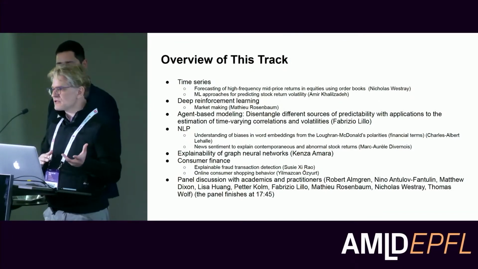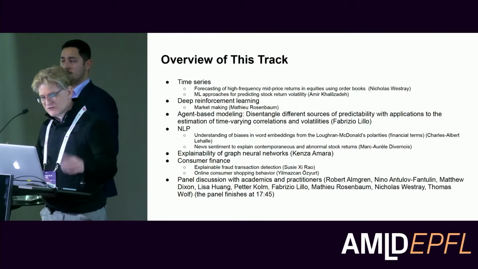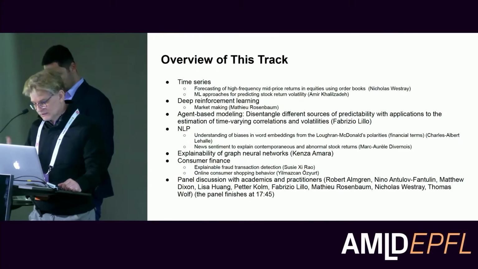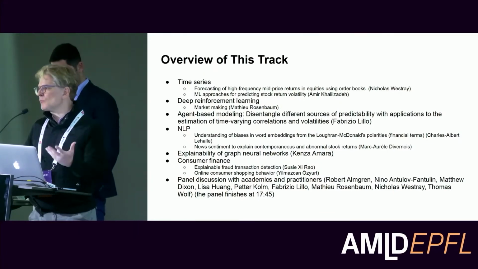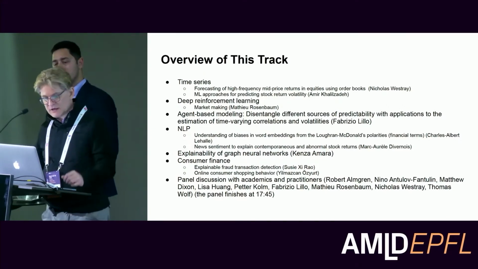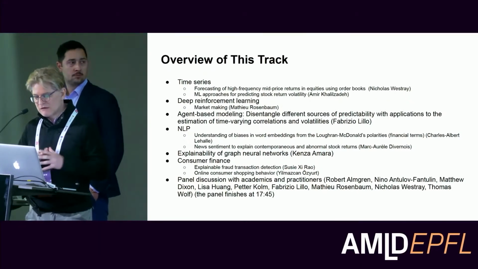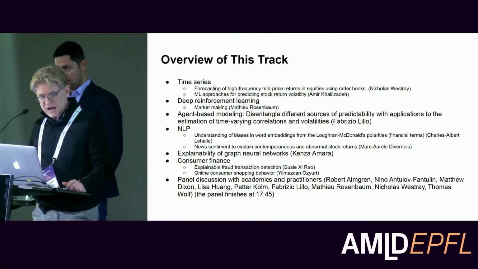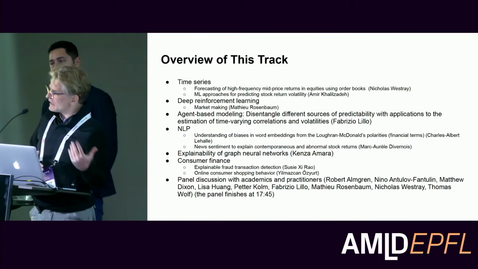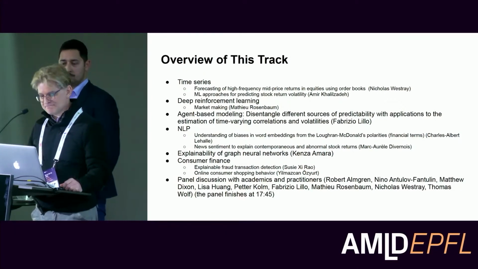We'll also have two presentations on NLP types of applications. One is a little bit more of a theoretical approach that aims at understanding the biases in the word embeddings from the Loughran and McDonald polarities. And then we'll also look at how news sentiment can explain contemporaneous and abnormal stock returns. We'll have a talk on the explainability of graph neural networks, and two talks on consumer finance, one looking at fraudulent transaction detection, and another that looks at online consumer shopping behavior. That will be all of us here. And then we'll close this track at the end of the day with a panel discussion with a mix of both academics and practitioners, so that we can hear the different perspectives and the different sides of this developing area.